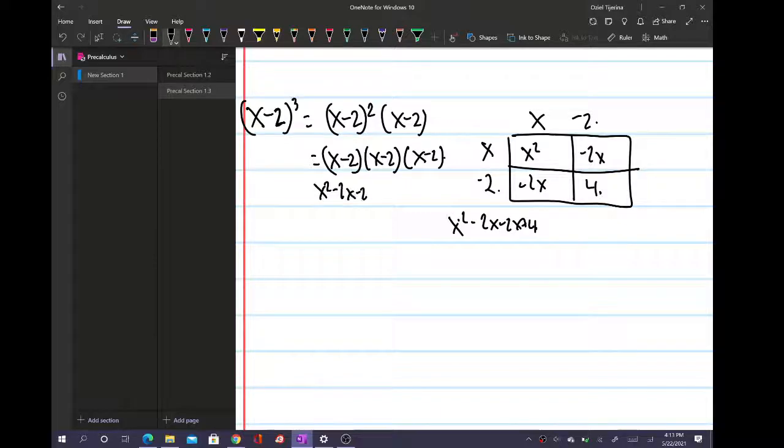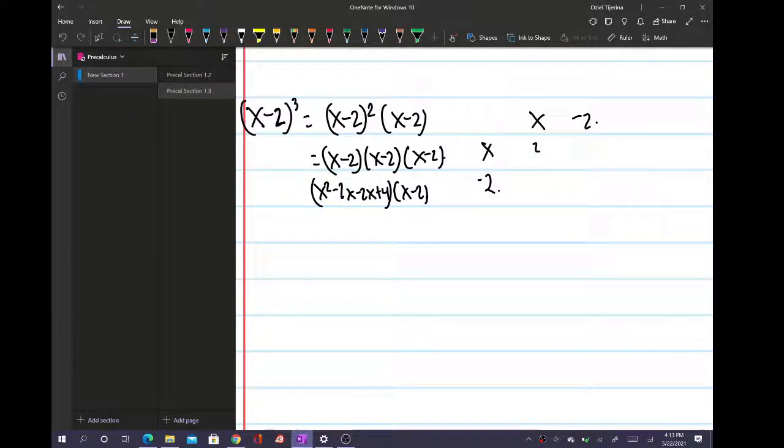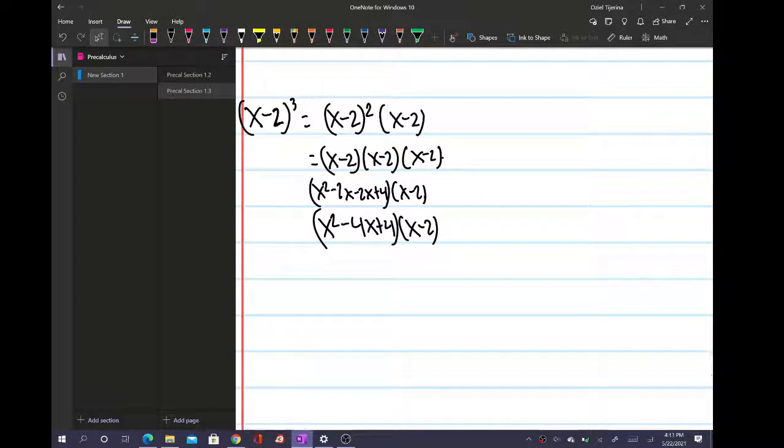So times x minus 2. So now we can go ahead and use the box method again. So we have x squared minus 4x plus 4 times x minus 2. And again, if you know the difference of two squares, or the sum or the difference of a perfect cube, that's great, because you can automatically just know how that is, and you can write it down and just apply that rule to this formula here.